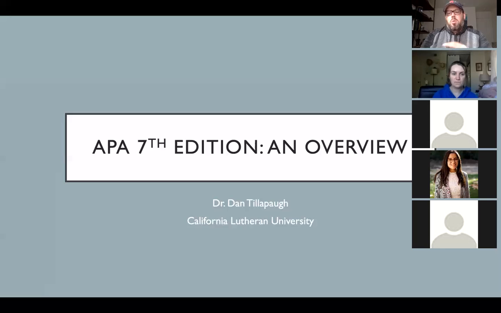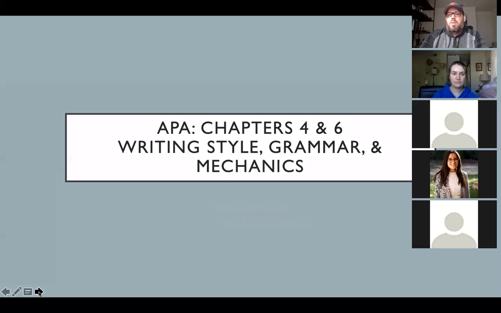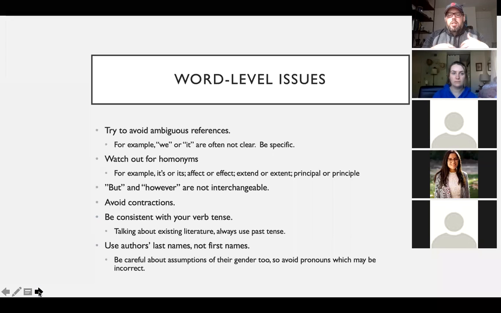So in order to get us started, we're going to focus on the section of the APA manual that's really about writing style, grammar, and mechanics. This is information that's covered in both chapters 4 and 6 of the new 7th edition manual. So a couple of getting started points. APA generally is really trying to have us be concise and detailed and specific in our wording and our language that we use within our papers. And so a couple of key tips that are connected to this are on this screen here.